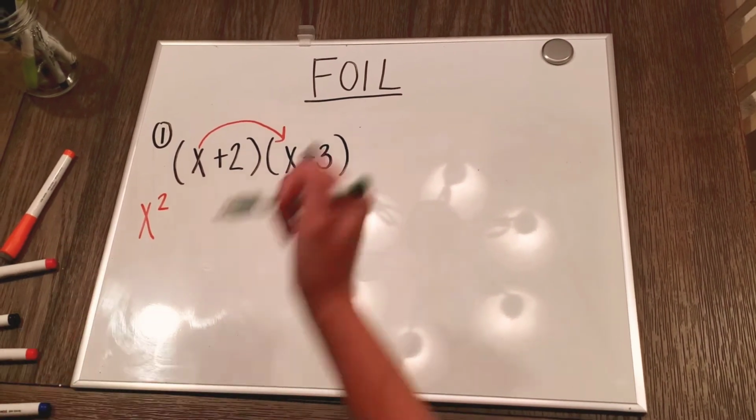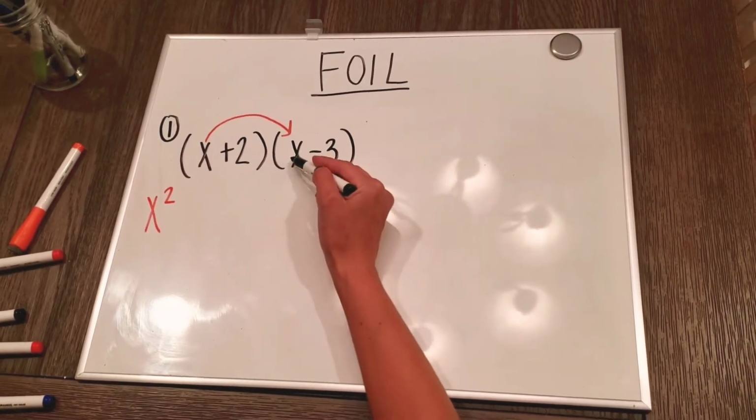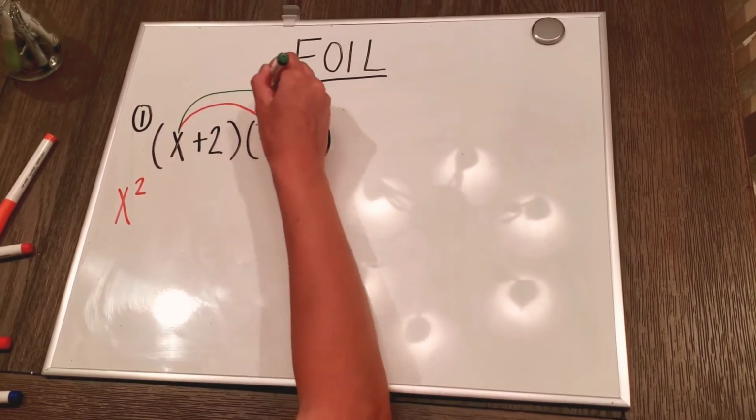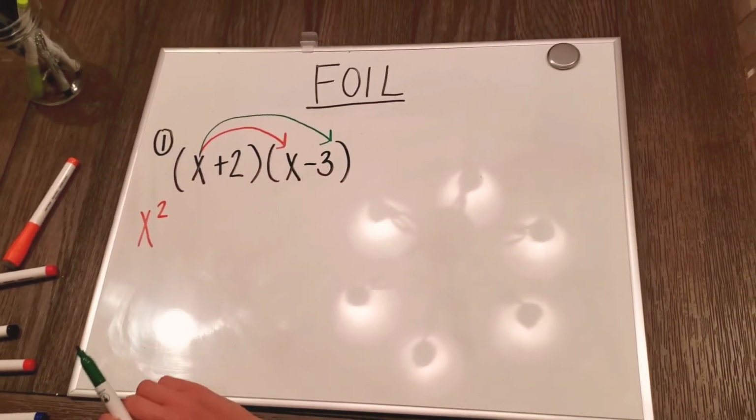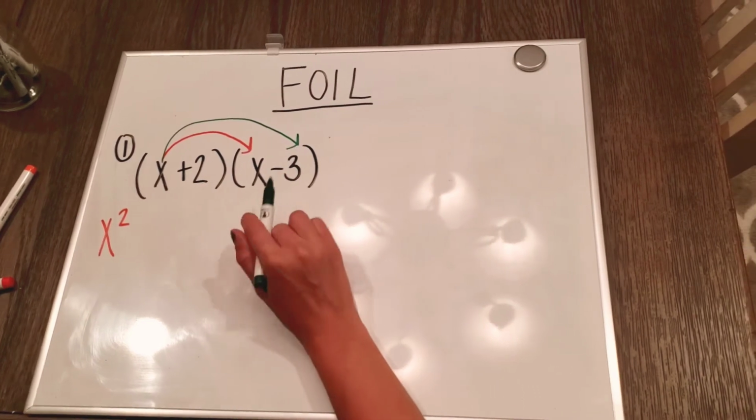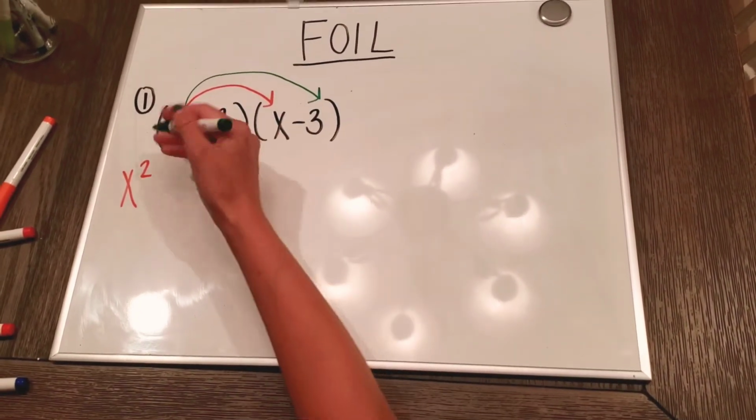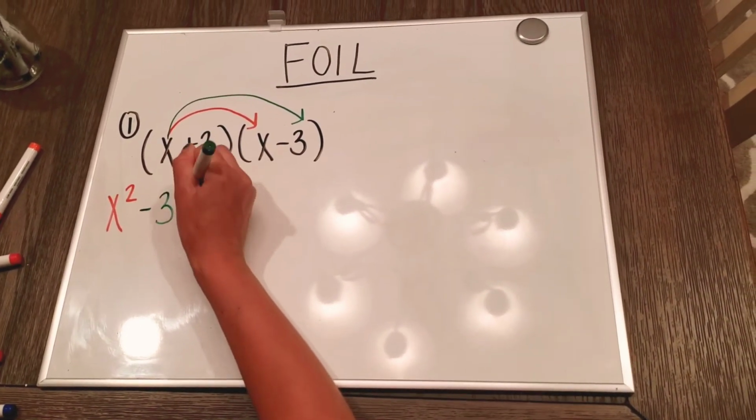Okay, next we need to do our outer. Think about it, the x went to the x. The next thing the x has to go to, it's going to rainbow over here to the 3. X times negative 3 this time. So you're going to get minus 3x.